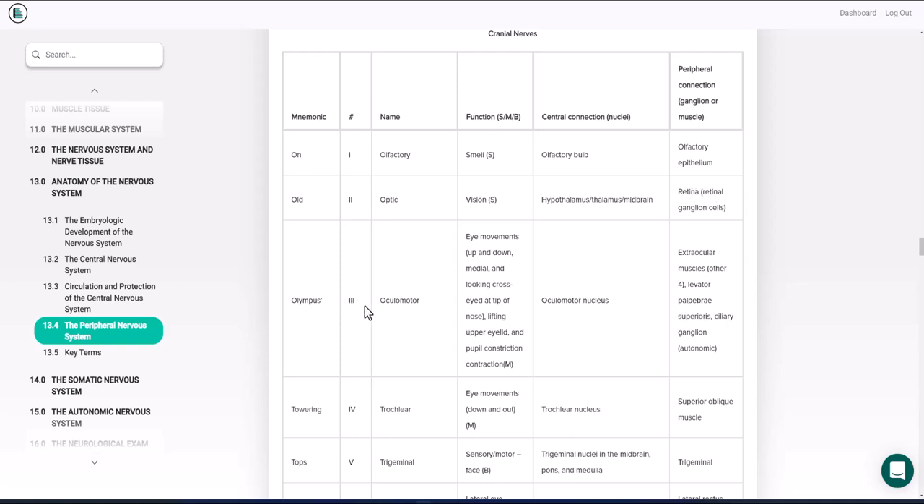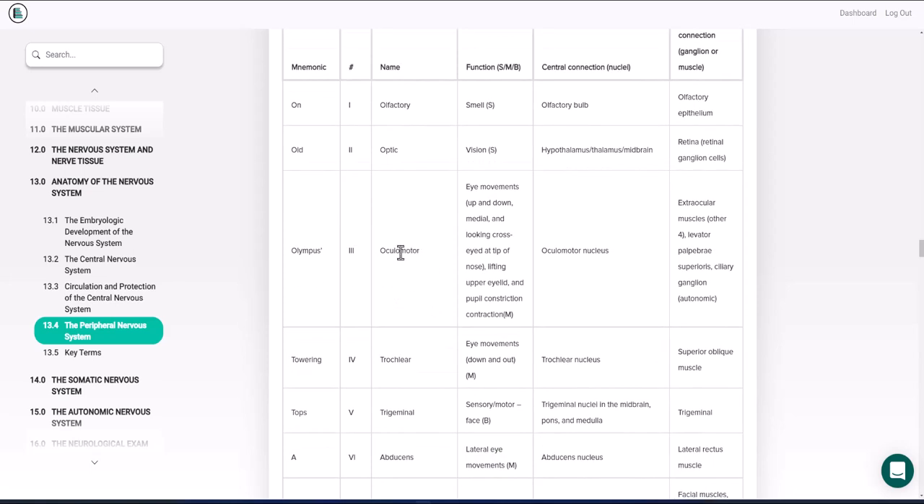Number 3, ocular motor. It tells you what it does. It moves motor, the oculo, the eye, and it does particular movements. And what I'm saying to you is what you need to know. So the ocular motor nerve moves your eye up and down and medially. So this is your superior rectus, your inferior rectus, and if you're looking inward, that's your medial rectus muscle that has been contracted. It also allows you to look at the tip of your nose.